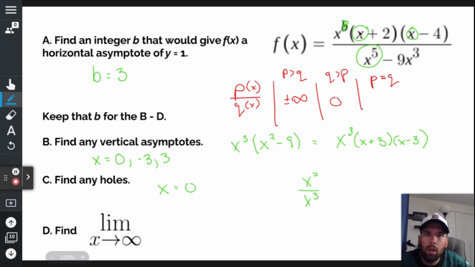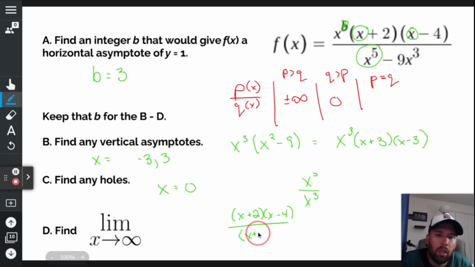I don't have any horizontal, vertical asymptote at 0, because since I have x cubed upstairs and x cubed downstairs, they cancel each other out. And the whole thing here ends up having a behavior of an equation like x plus 2 times x minus 4 over x plus 3 times x minus 3. And since I had x cubed out here and x cubed out here, my holes exist there. And I don't have a vertical asymptote at 0. Whew. Oh, dodged a bullet on that one.